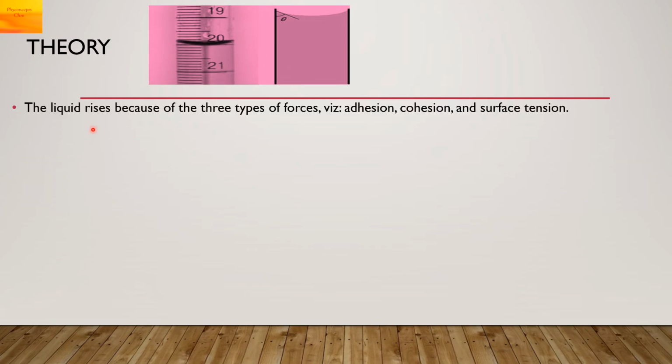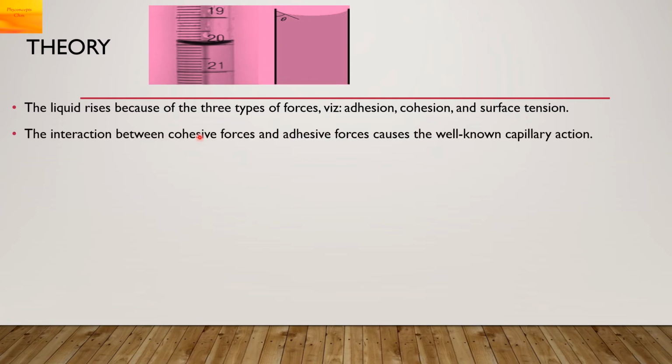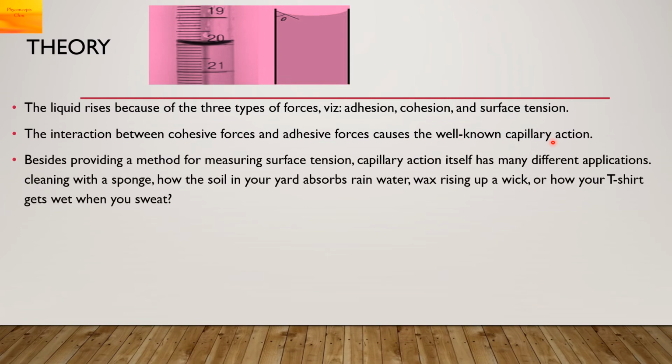The liquid rises in a capillary tube because of three types of forces: adhesion, cohesion and surface tension. The interaction between the cohesive forces and the adhesive forces causes the well-known capillary action. We use the capillary method to determine the surface tension.